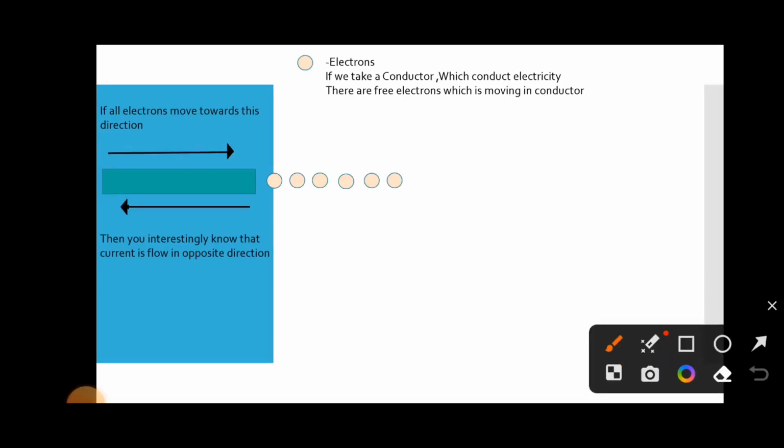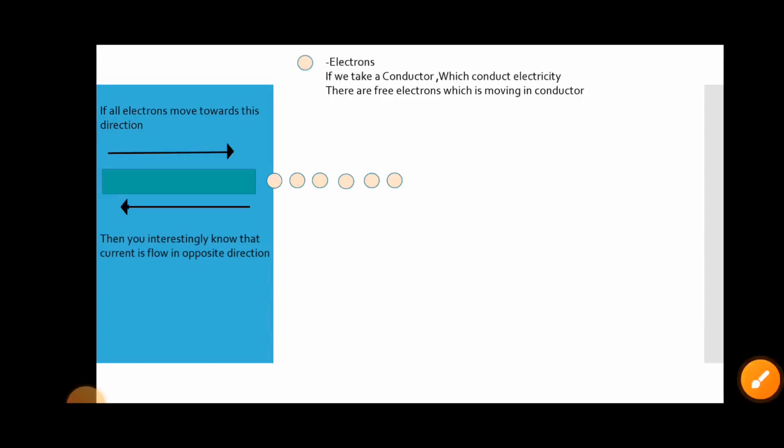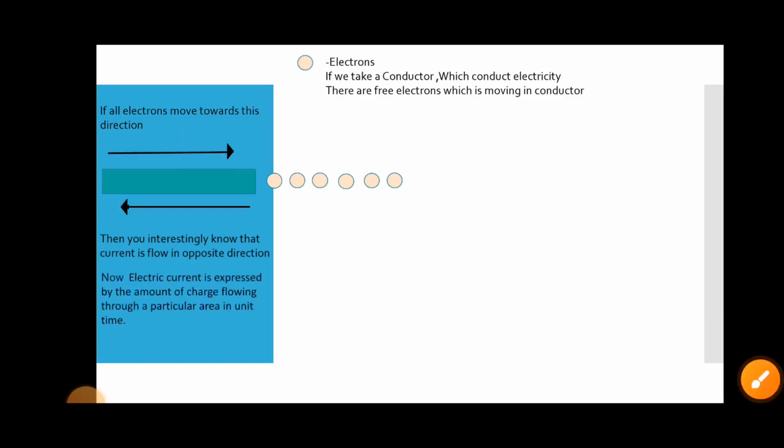See, in physics, some particular words we use are very important. As we use here, all the electrons move towards the direction as we see in this. If all the electrons move toward this direction, otherwise they move randomly everywhere. So, back to the topic.